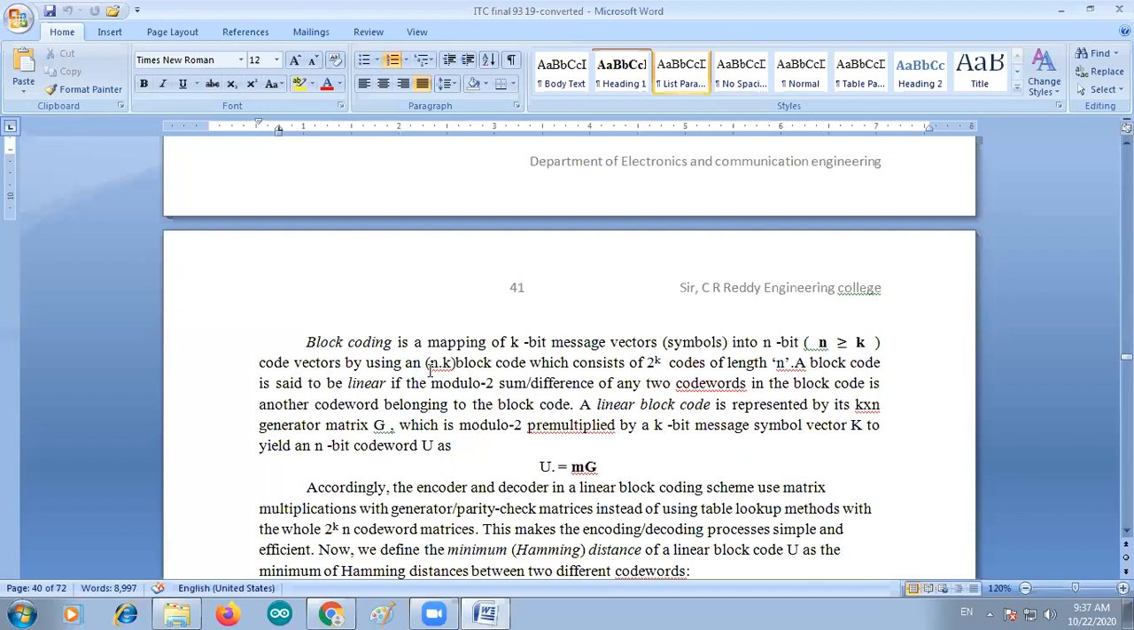It obeys the modulo 2 of any two vectors. The resultant vector should be a code word vector. That is the modulo 2, that is the linear property of the block codes. That's why it is called linear block codes. n comma k: n is the code word vector, k is the message vector.